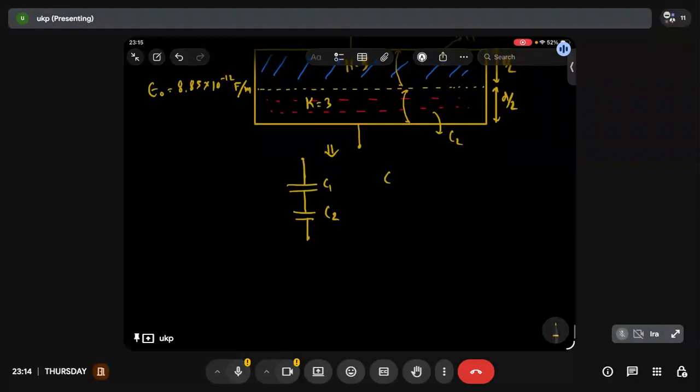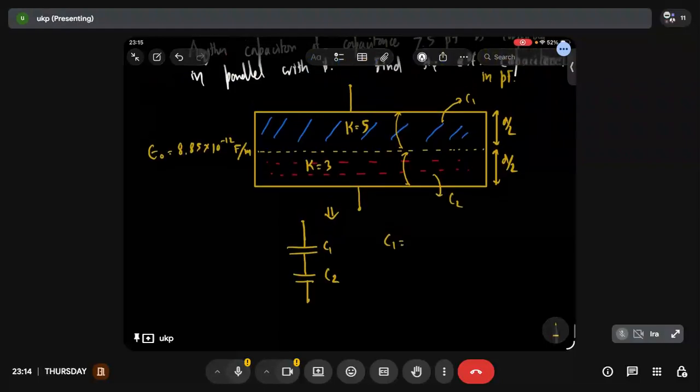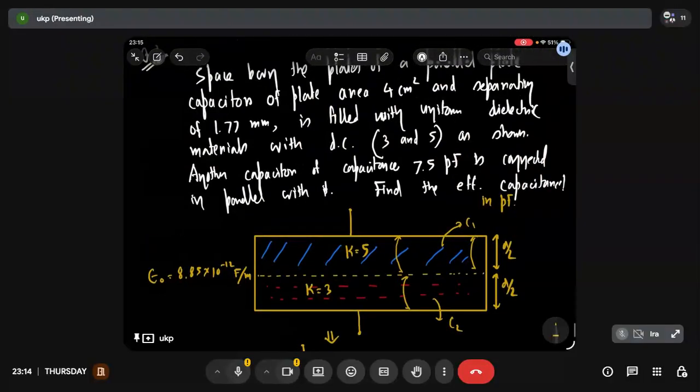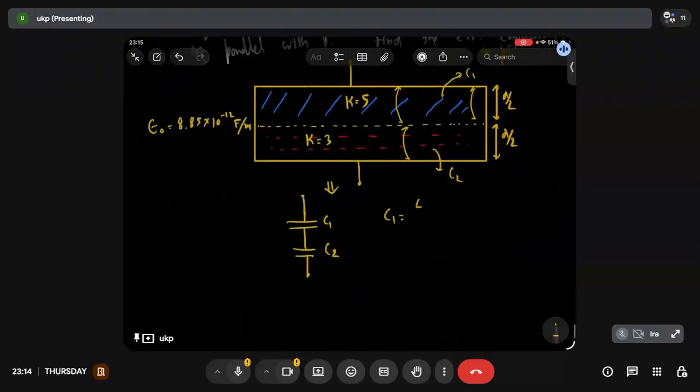What is the value of C1 here? C1 equals what? A into epsilon naught by, what is the separation between the two plates of C1? D by 2. What is the A given? One by one, tell me. What is the area given? Area is 4 centimeter square. Let's convert this into meter square. So 4 into 10 to the power minus 4 into, what is epsilon? Epsilon equals what? Epsilon naught into epsilon r, right? What is epsilon naught given in the problem? 8.85 into 10 to the power minus 12.